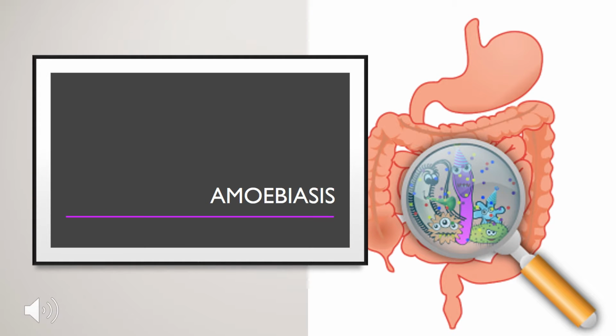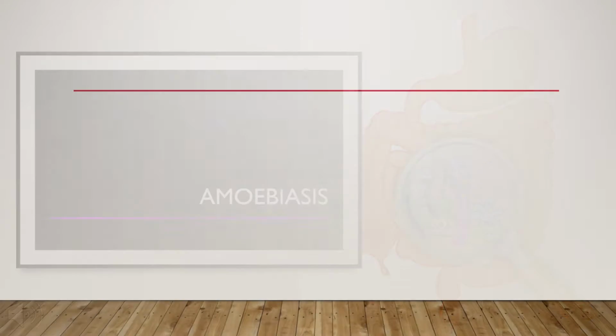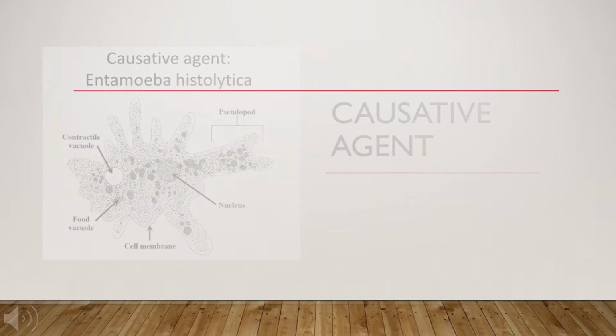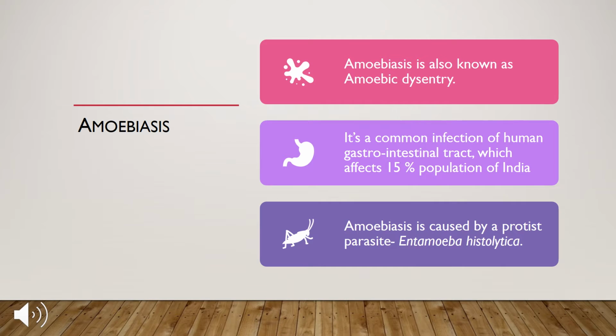Let's start with the first disease, that is amoebiasis. It is very important to know the causative agent of the disease. So, amoebiasis is caused due to Entamoeba histolytica. I repeat, Entamoeba histolytica, causative agent of amoebiasis. Amoebiasis is also known as amoebic dysentery.